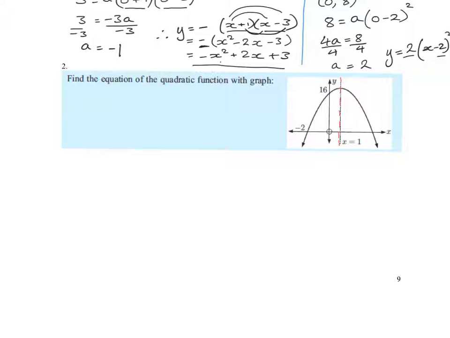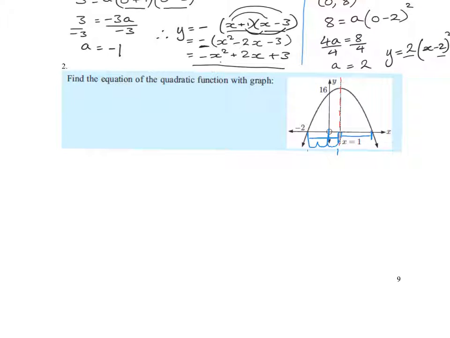Hopefully you know that this distance here from the axis of symmetry to the x-intercept should equal the other distance between the axis of symmetry and the other x-intercept. They're equal distances. Now what is that distance? Well, from 1 to get to the y-intercept, which is 0, so that's one length, and then we've got 2 more lengths to get to -2.